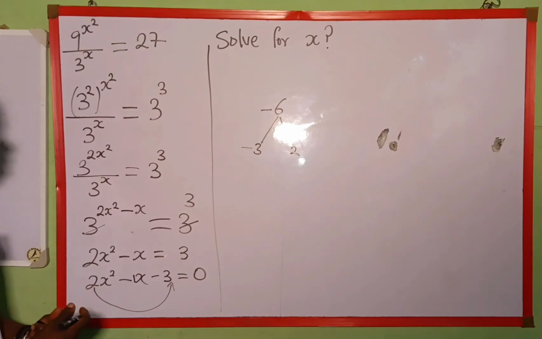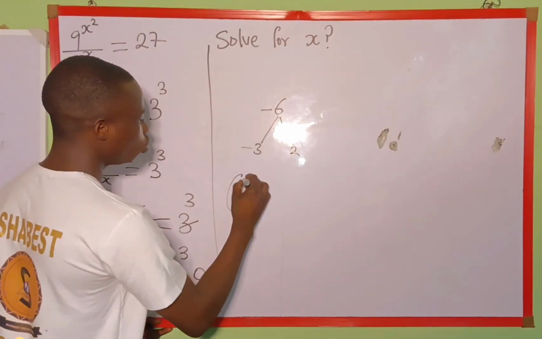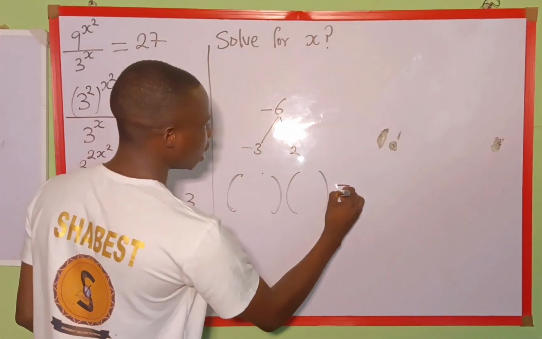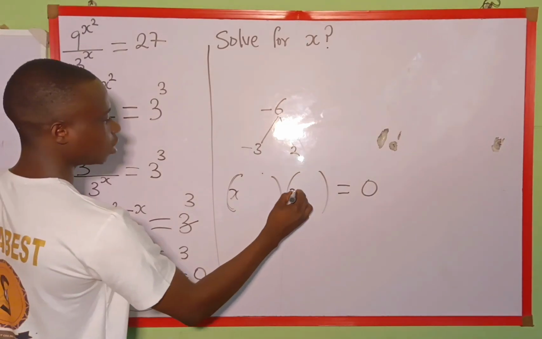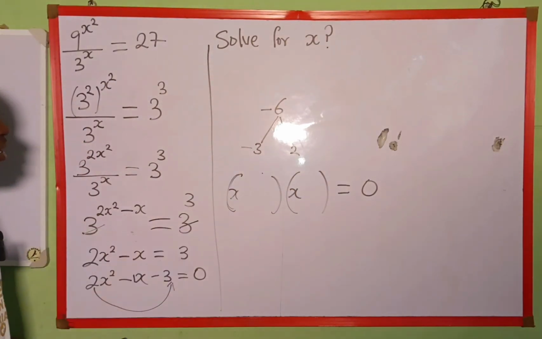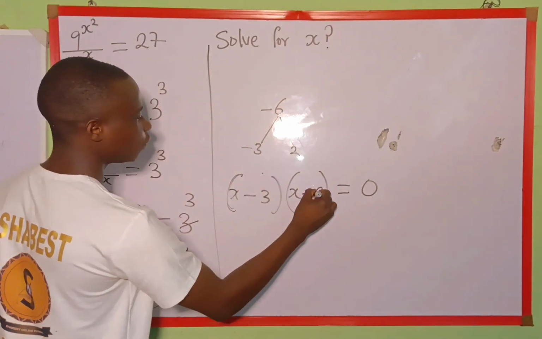And in solving a quadratic equation using this method, what we are going to do is to use two brackets multiplied by each other. Open two brackets, equate it to 0. So the variable we are looking for is x. Write x here also. Now we're going to put these two numbers. The first number is negative 3. The second number is positive 2.